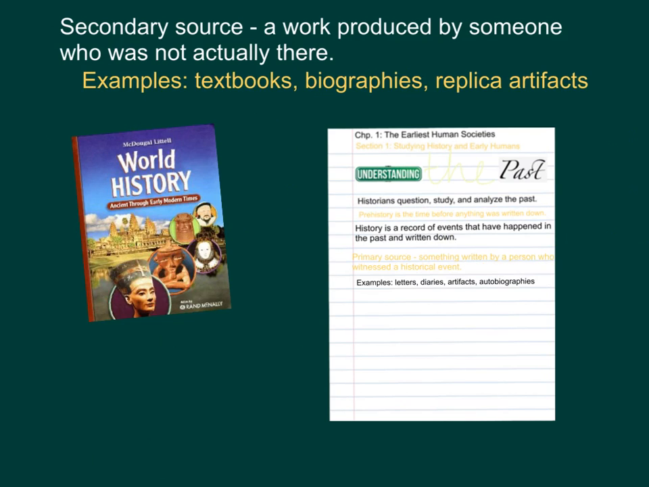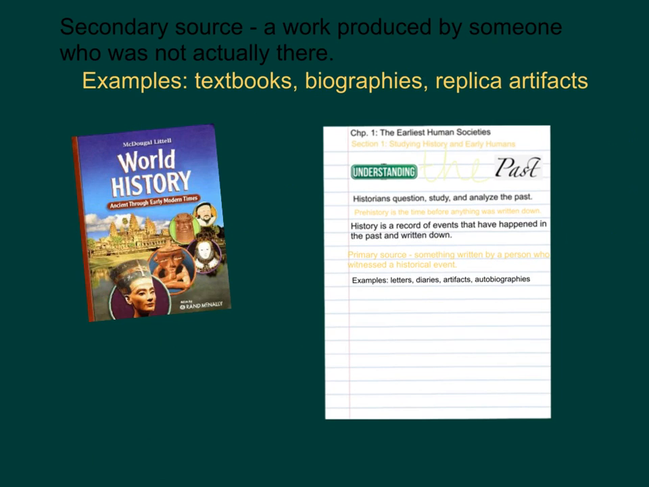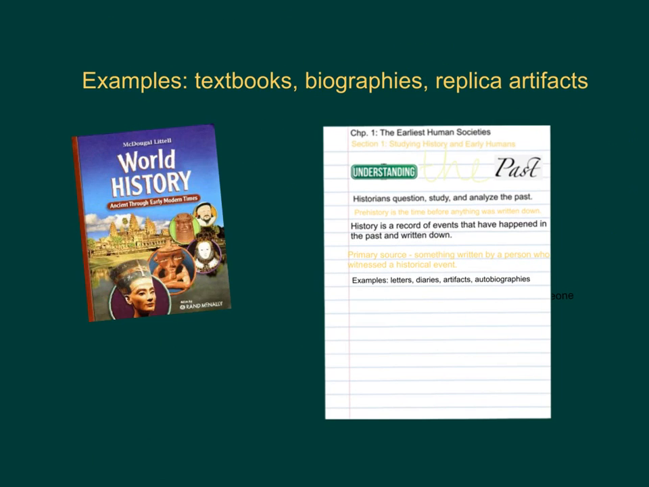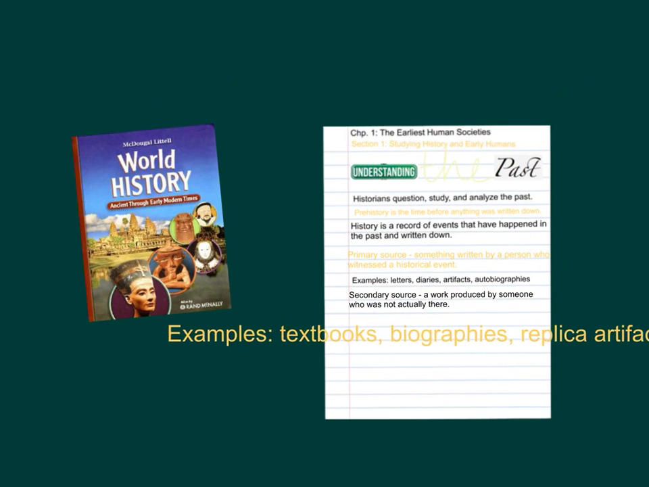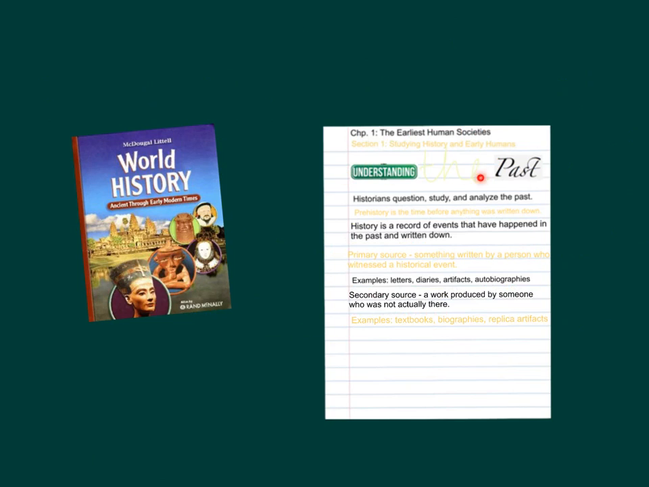All right, so let's put this on our notes. Okay, secondary source. Move that to the front. All right, shrink that down. Okay, let's move examples down. There you go. So now you should have 7 bullet points under the little subtopic here of understanding the past.